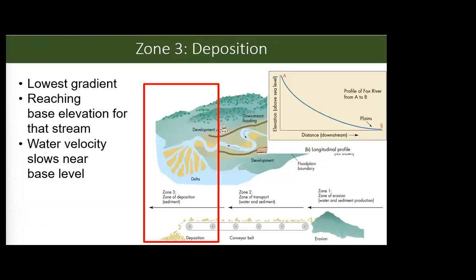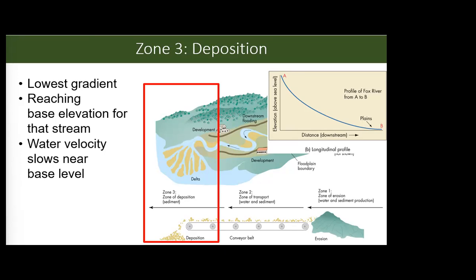Speaking of deposition, now we're going to talk about zone 3. This is where we reach the end of the river channel. We're going to take all of that sediment that we moved from the headwaters, and we're going to drop it out of the river channel, and we're going to create these formations known as deltas. So you've probably heard of deltas. At the mouth of most of these rivers, there's a delta. It's just the buildup of all of these different sediments that have been carried by the stream.